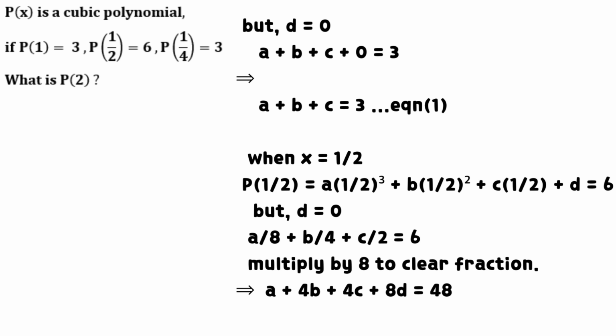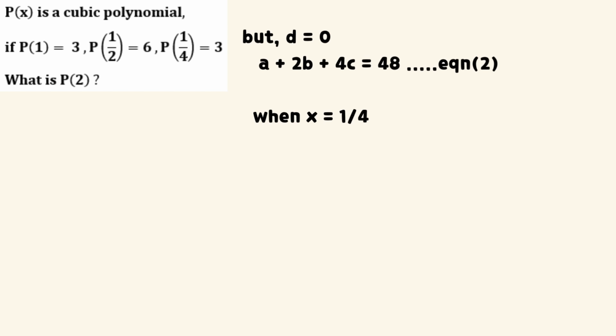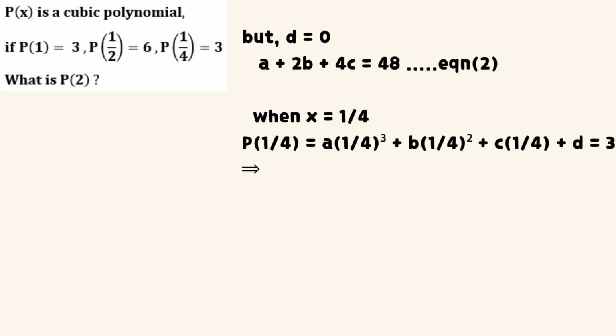Multiply by 8 to clear fractions. The sum of 8 times a, 4 times b, 2 times c, and d equals 48. But d equals 0. The sum of a, 2 times b, and 4 times c equals 48. We call it equation 2.